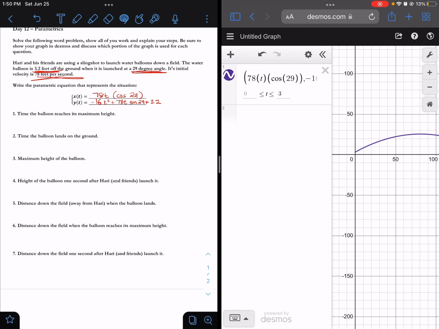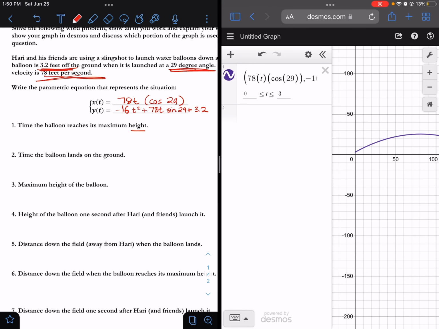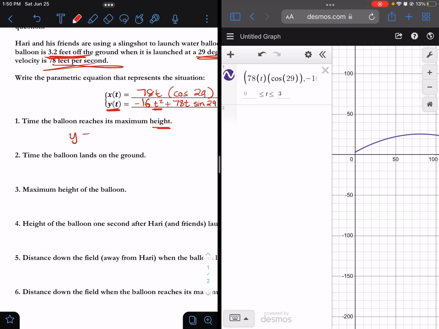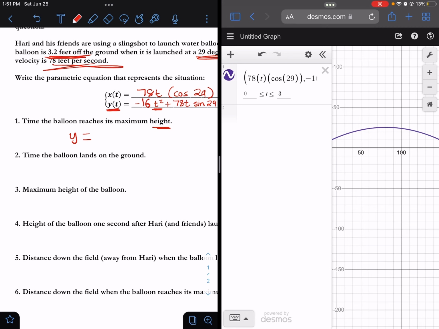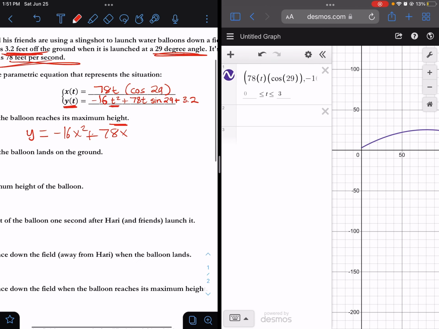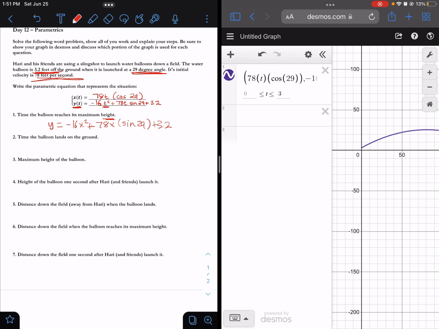Now let's figure out the time the balloon reaches its maximum height. To do that, first we have to figure out what is meant by height. The height is just the y value. To figure out the time, we can just use our second equation. It's going to be between 50 and 100, like 75, but I'm going to actually graph it right here and figure out at what time our balloon reaches its maximum height.